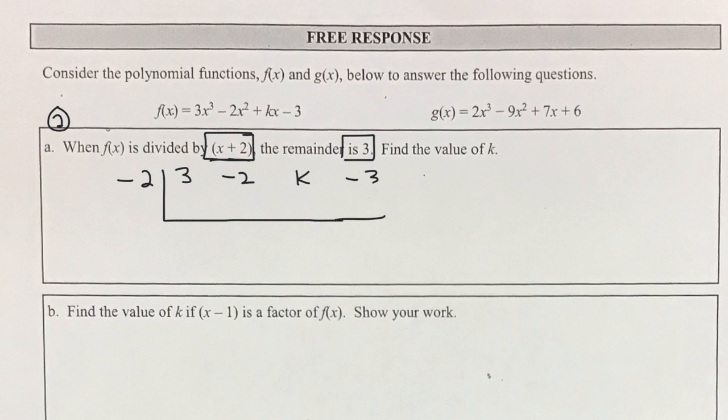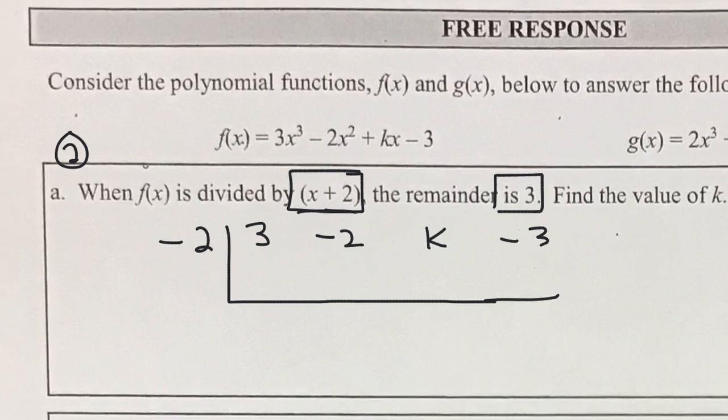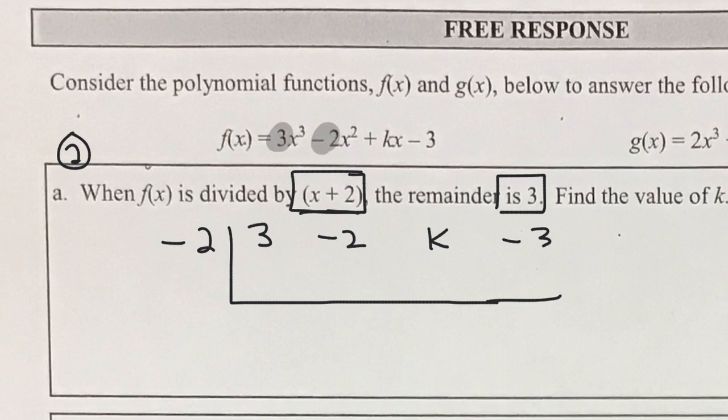So we have a 3x squared and a minus 2x, and then kx there, and a minus 3. So those are your coefficients. So that's what goes into your synthetic division. Okay, and then we of course perform all of these synthetic division duties as we are supposed to.